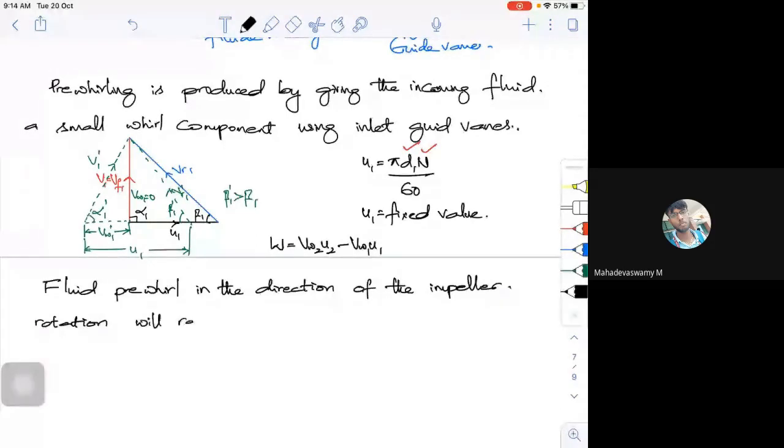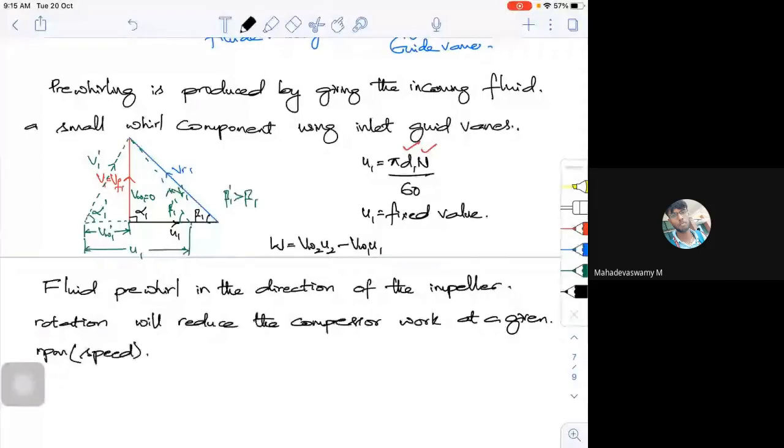It will reduce the compressor work at a given RPM, or as we say, at a given speed. Okay, what is pre-whirl? It's going to counter the impeller rotation. It's going to counteract in this manner.